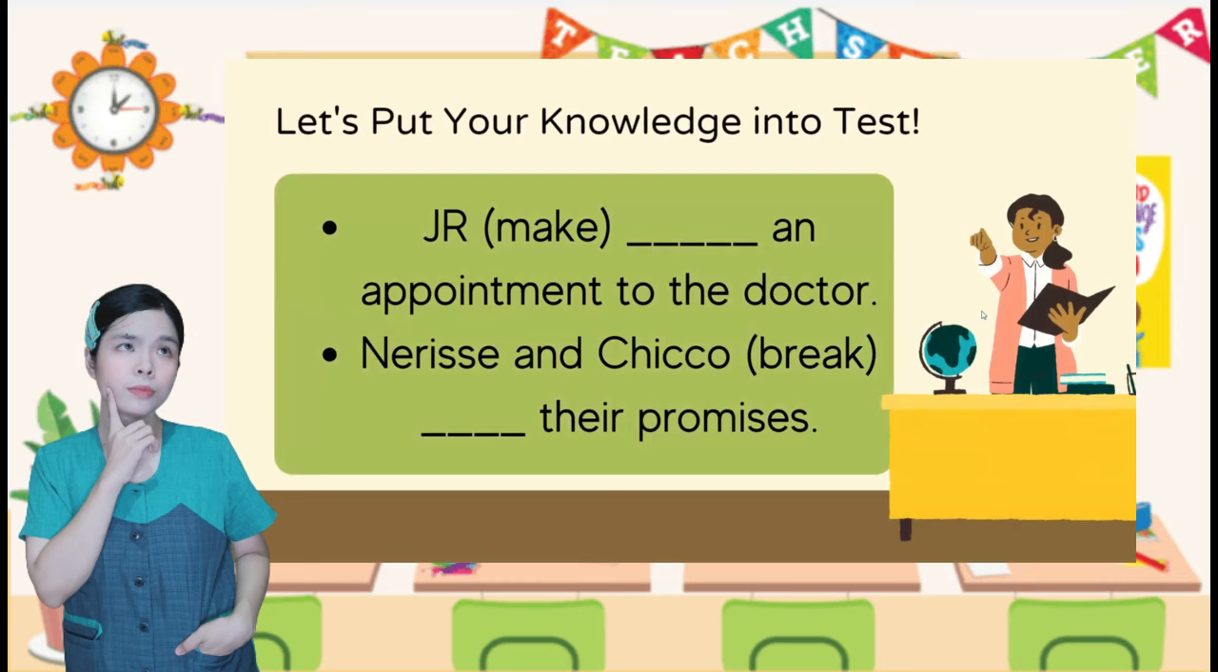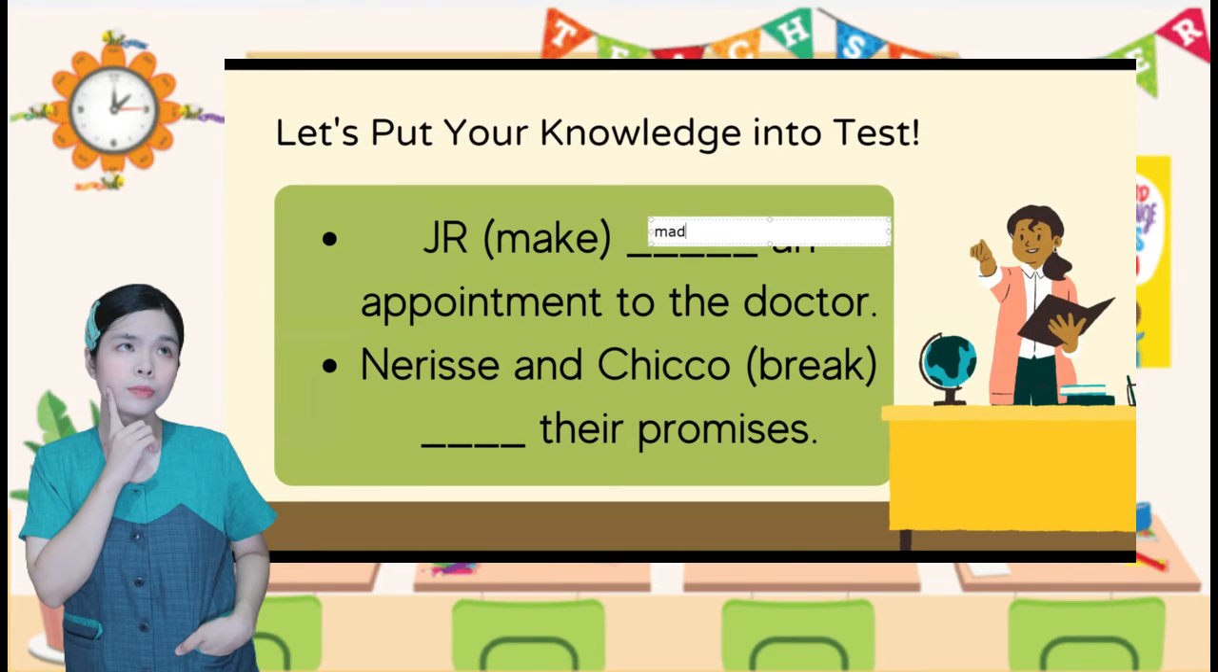Let's put your knowledge to the test, class. JR, the verb here is make: make an appointment to the doctor. What do you think is the past tense of make? Okay, JR: made an appointment to the doctor. Great job.